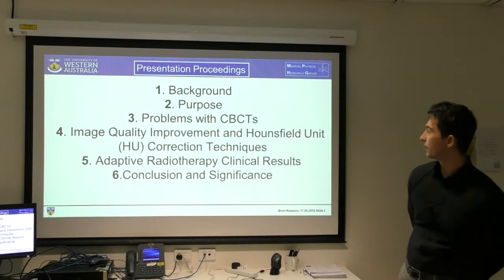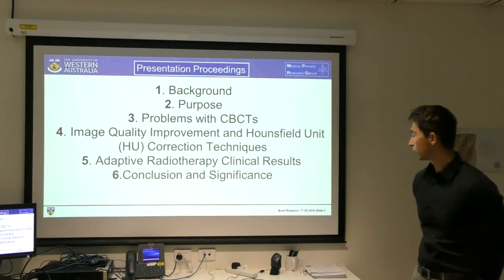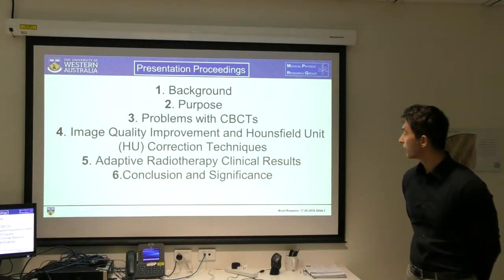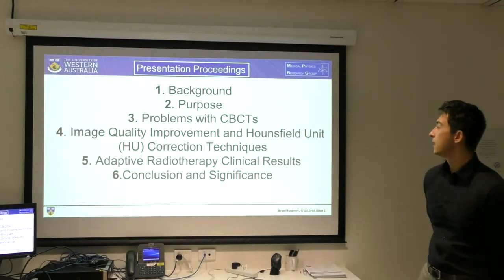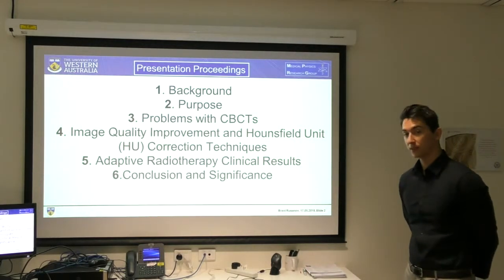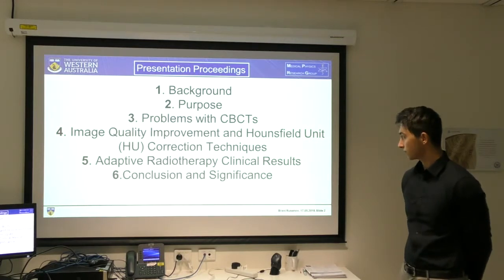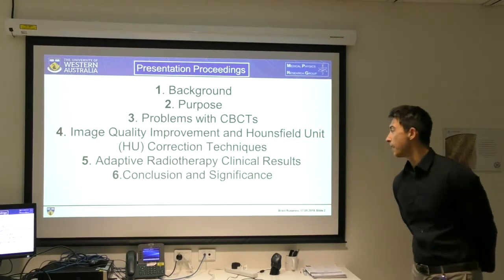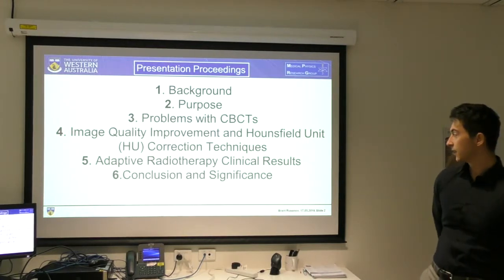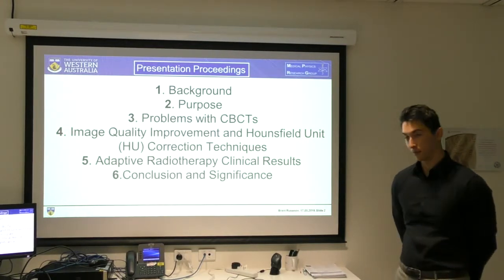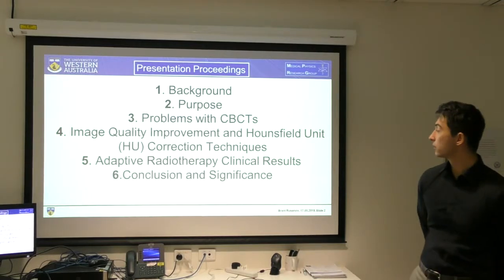So just a brief outline of this talk. First I'll cover the background, then move on to purpose, then I'll discuss some problems with CBCTs, and then I'll discuss some image quality improvements for the Hounsfield units and correction techniques. And then I'll discuss some adaptive radiotherapy clinical results, which are a direct application of my project. And then talk about conclusion and significance.